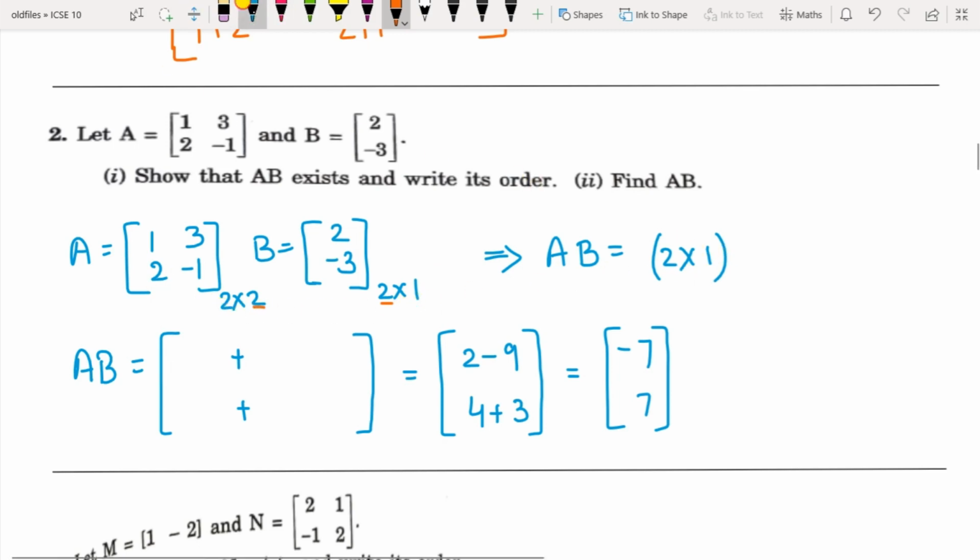And write its elements now. So let us write its element. So here it will be 1 multiplied by 2 plus 3 into minus 3 and 2 into 2 plus minus 1 into minus 3. So this is 2 minus 9 is minus 7 and 4 plus 3 is 7. So this is the AB, that is 2 rows and 1 column. So this is the product AB matrix.